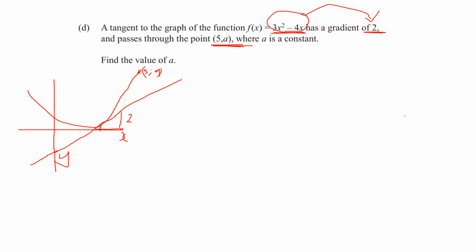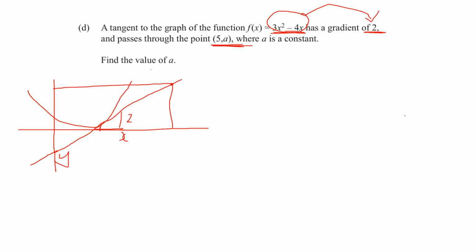Okay, and passes through a point. No, I'm actually getting lost. So the point 5a should be somewhere up here. Let's say this is 5a. Yeah, this is point 5a. So this would be, my bad, I got a bit confused. This is not 5a. 5a is not along the graph. 5a is along this line.